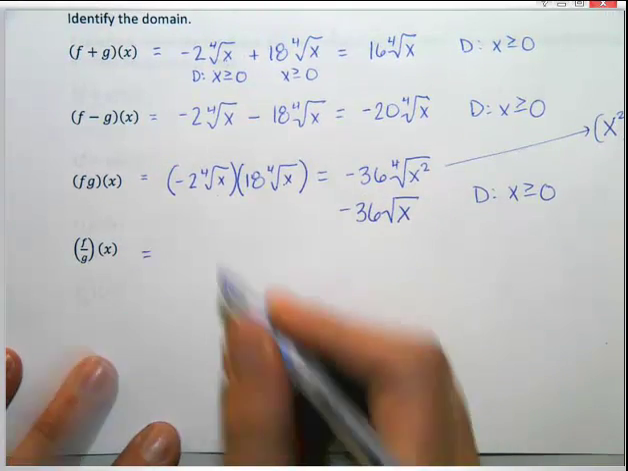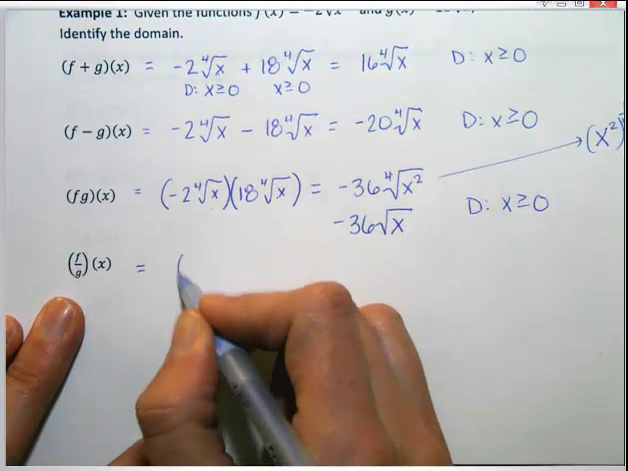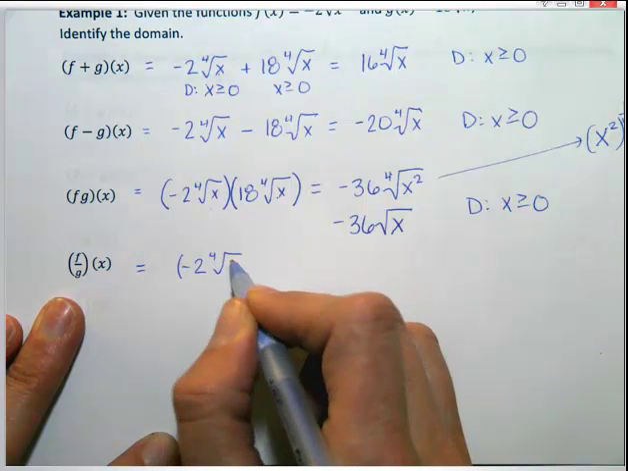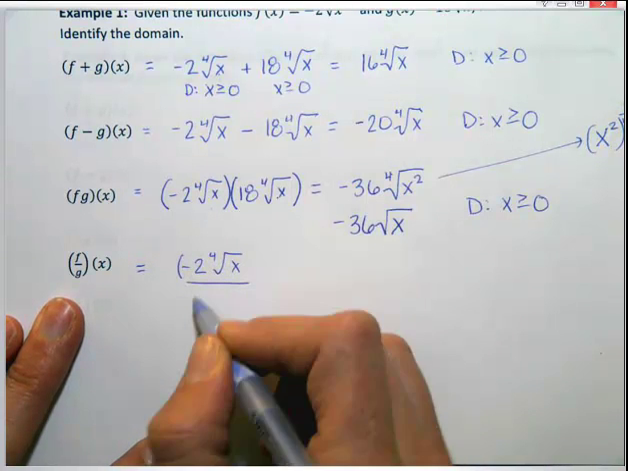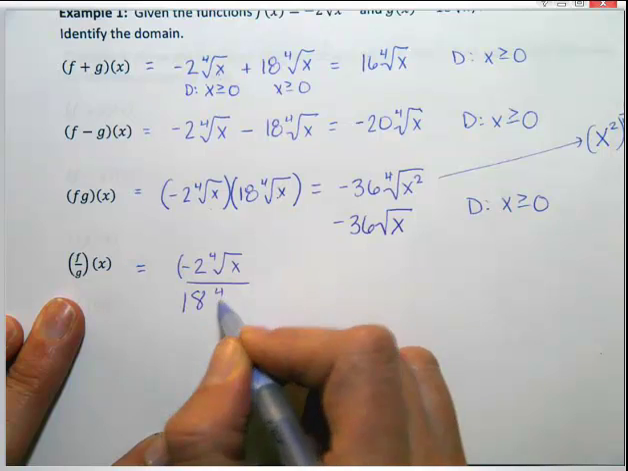Okay. Lastly, when we divide, f divided by g. So negative 2 times the 4th root of x, divided by 18 times the 4th root of x.